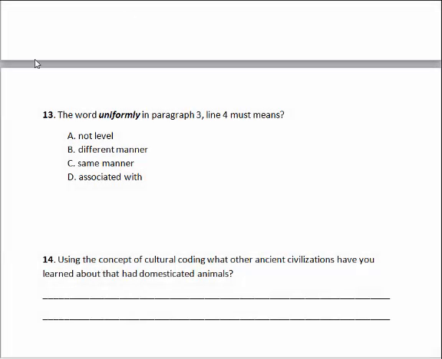Problem 13, the word uniformly in paragraph 3, line 4 must mean a couple things here. Let's go ahead and play around with this using a bunch of different techniques. First of all, we look at this cultural coding. Let's do this first. We see this word uniformly is basically the same word as uniform. When you wear a uniform to school, you have to wear the same thing. So the word uniformly is going to have to say something about the same.